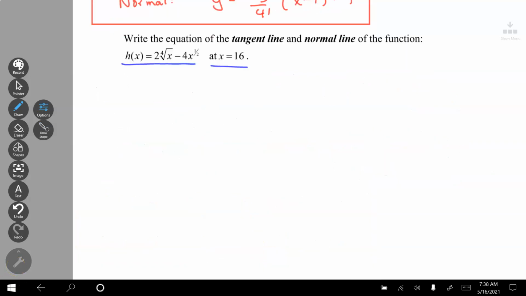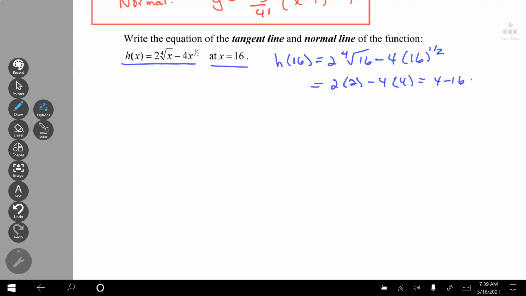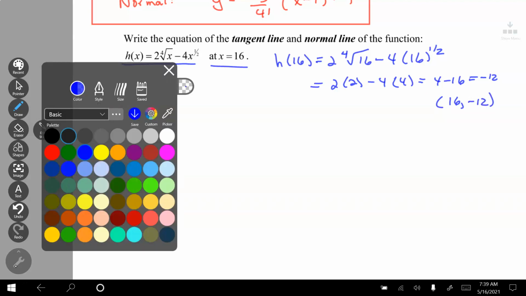Okay, I made this one a little bit more difficult. I didn't use x equals 1, I used x equals 16. I'm going to plug 16 in here, and I'm going to reduce it. The fourth root of 16 is 2, so it's 2 times 2 minus 4 times 16 to the 1/2, which is 4. So this is going to be 4 minus 16, which is equal to negative 12. So I have the point (16, negative 12) as my x and my y.